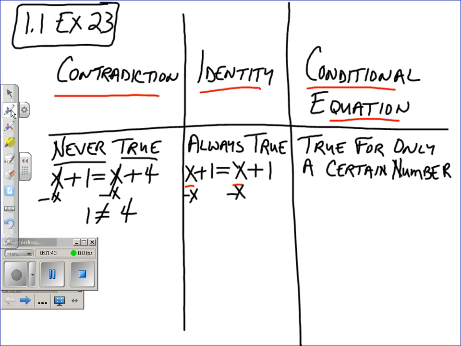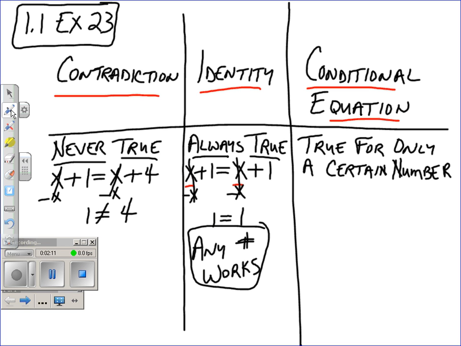Now, if you had continued solving this, here's what you would have seen. You would have subtracted x. Both your x's would have gone away, and you'd come up with something like 1 equals 1. Well, 1 equals 1 is always true. So when you come up with the same thing on both sides, what you're dealing with is called an identity. Any number works. Okay? For a contradiction, basically there's no solution. No number works. All right?